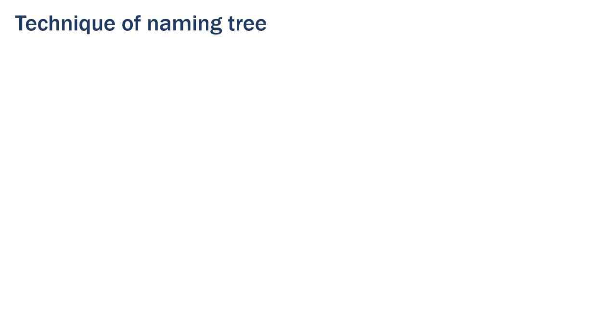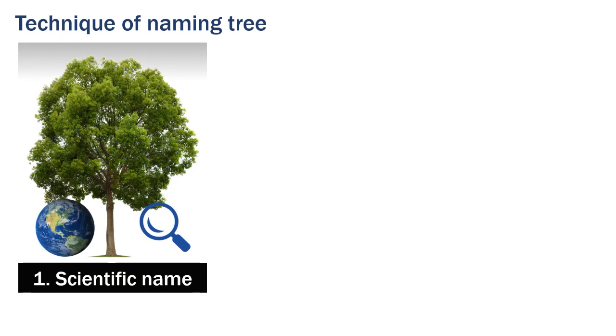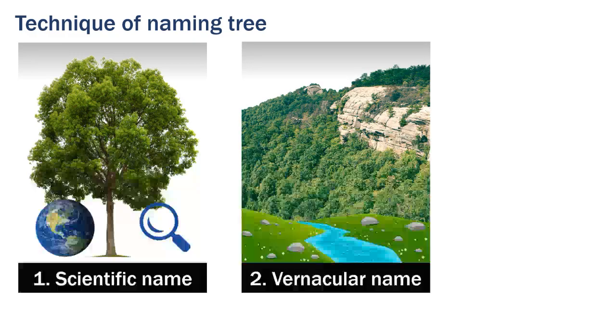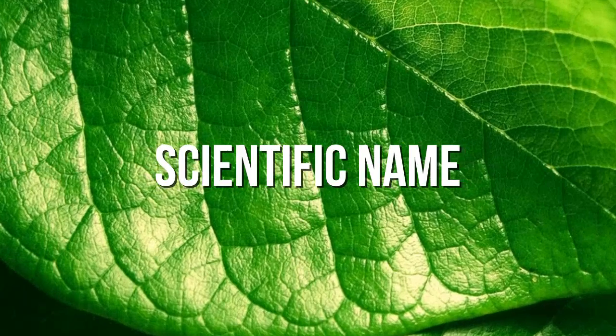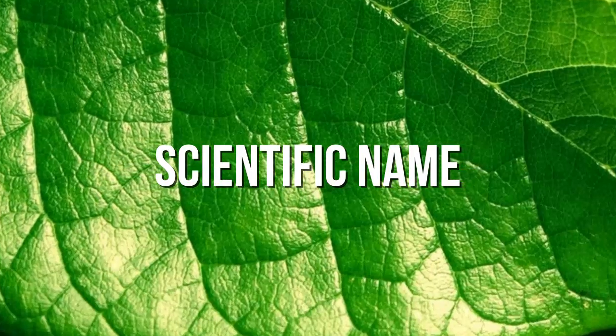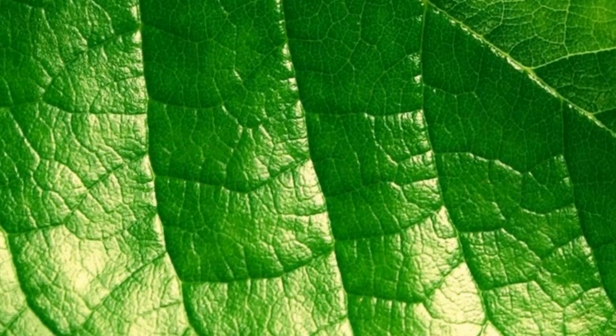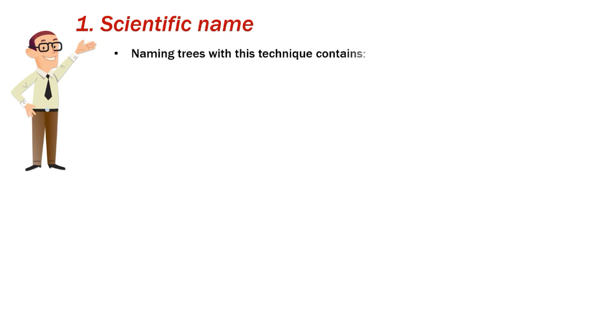And now we take a look at the technique of naming trees. There are two techniques of naming trees. The first one is scientific name. The second one is vernacular name. So the first one is scientific name.